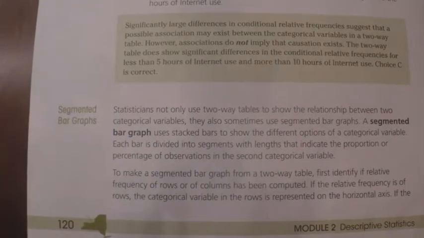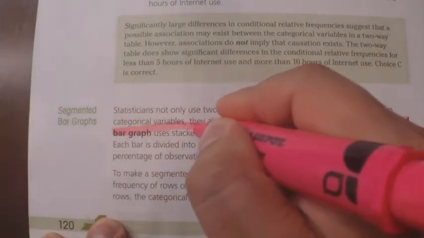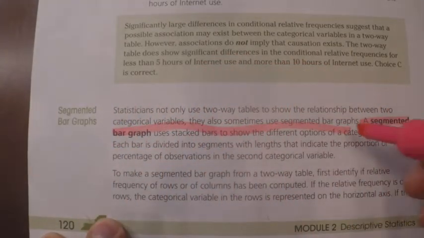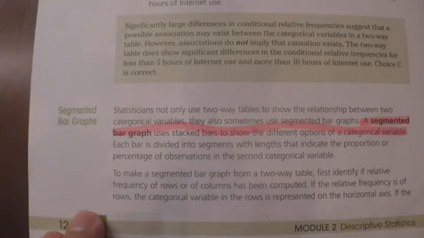All right, now we're going to take a look at segmented bar graphs. Statisticians not only use two-way tables to show the relationship between two categorical variables, they also sometimes use segmented bar graphs. A segmented bar graph uses stacked bars to show the different options of categorical variables. Each bar is divided into segments with lengths that indicate the proportion or percentage of observations in the second categorical variable.